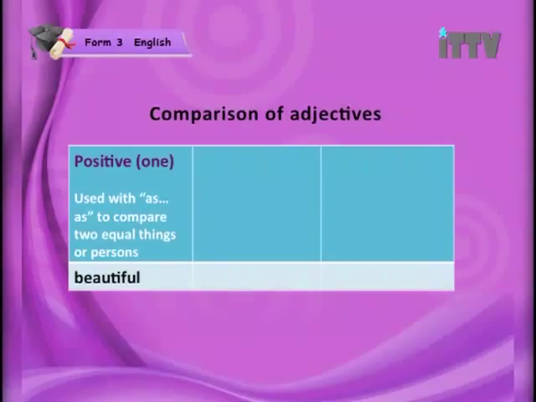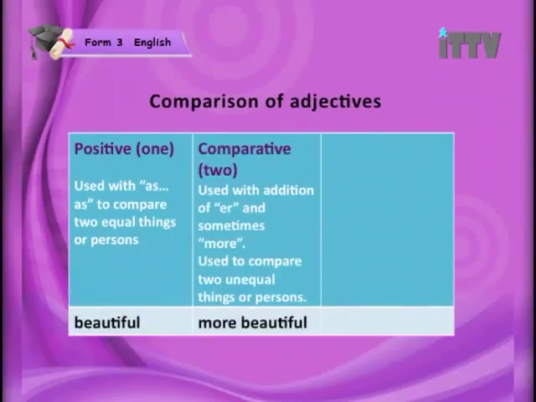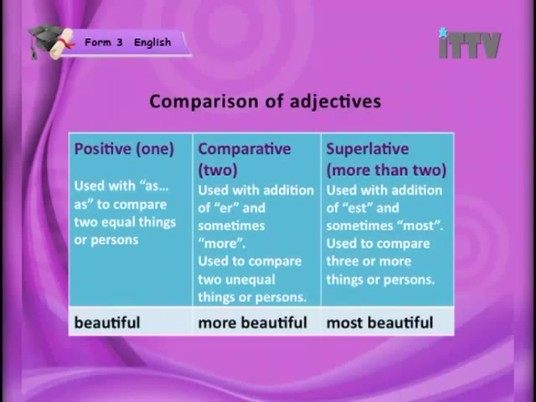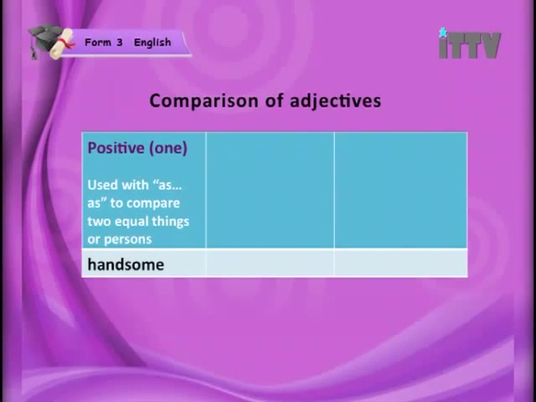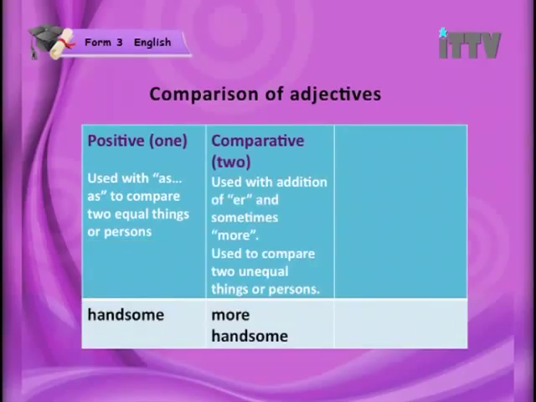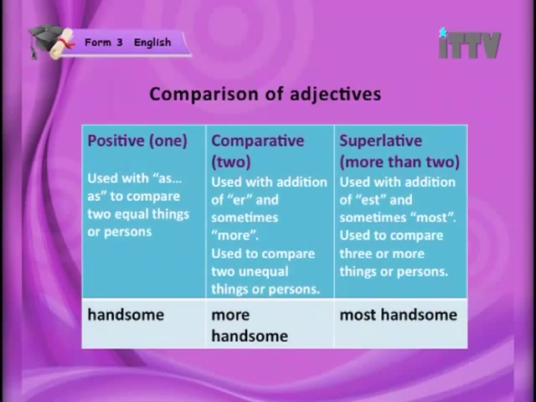Next, beautiful, three syllables. So let's look at the comparative. More beautiful. Superlative, most beautiful. Handsome. Now we are going to compare two men. That becomes more handsome. The superlative, most handsome.